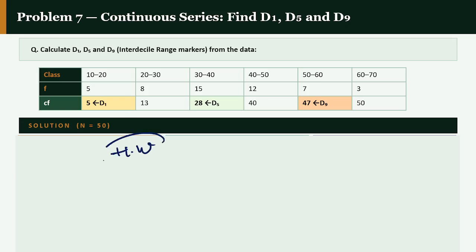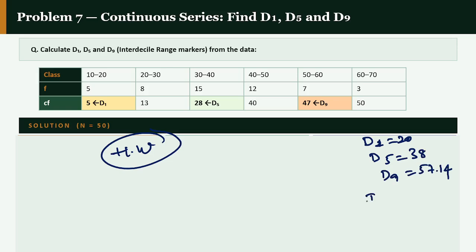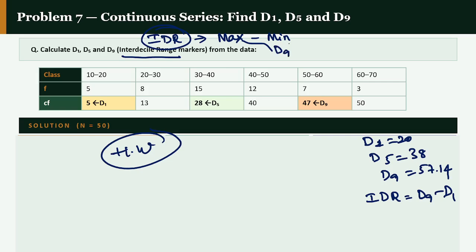And this is the homework for you. And the values are D1 is 20, D5 is 38, D9 is 57.14, and IDR, which is D9 minus D1, the interdecile range. They have already asked the interdecile range. Whenever they ask quartile range or else interdecile range or else interpercentile range, we will find that by taking the maximum decile minus the minimum decile. Maximum decile is D9 and the minimum decile is D1, or else the highest decile is D9 and the lowest decile is D1. That's the interdecile range meaning.